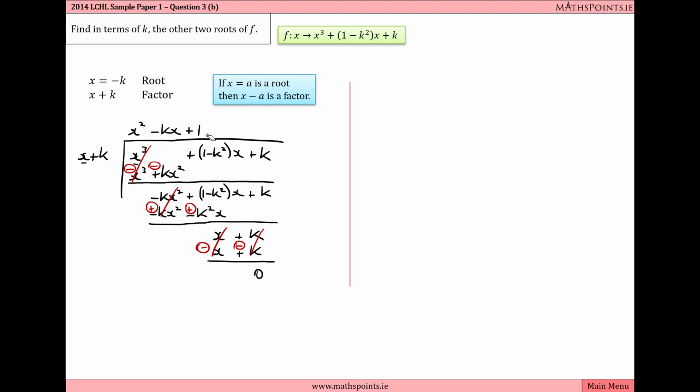And so to find the other roots of the equation, I'm going to write that x plus k, one of our factors, multiplied by our quadratic factor, x squared minus kx plus 1, equals 0, and solve for x. I already know that x plus k is equal to 0, yielding x equals minus k as one root. And to solve for x squared minus kx plus 1 equals 0, I'm going to have to use the quadratic formula in the tables.